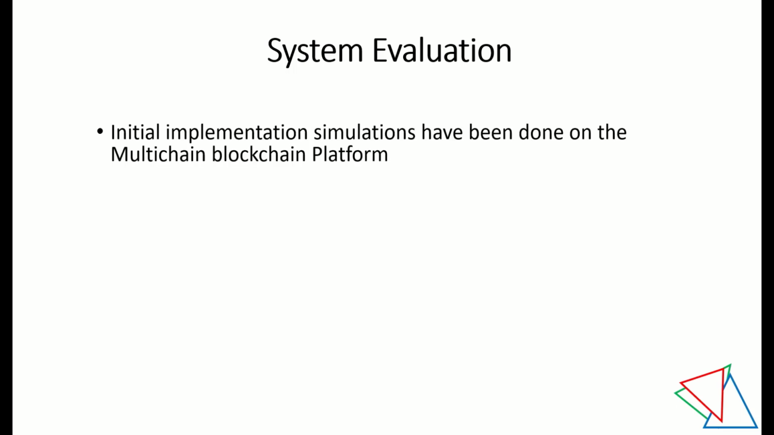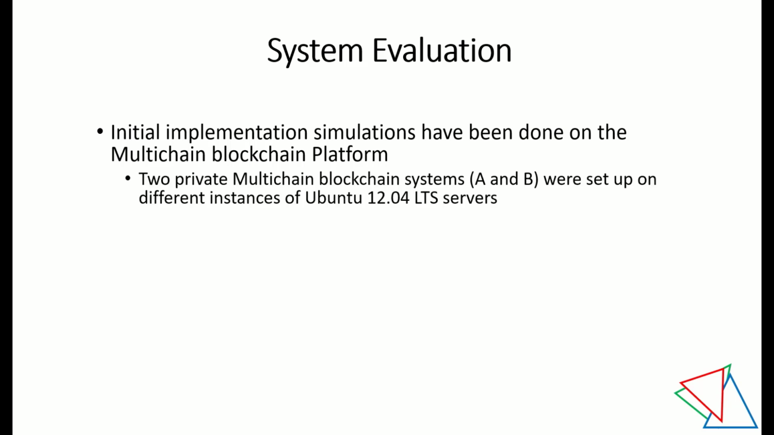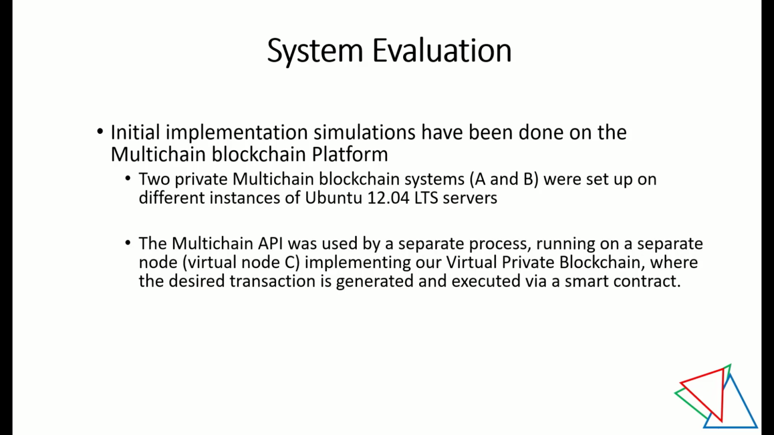In order to investigate the feasibility of our proposed VPBC architecture, we simulated a proof of concept VPBC based on leveraging two multi-chain systems. The two private multi-chain blockchain systems, A and B, were set up on different instances of Ubuntu 12.04 LTS servers, with Node A and Node B representing cryptocurrency payment and digital value exchange systems, which could also be referred to as public blockchains.